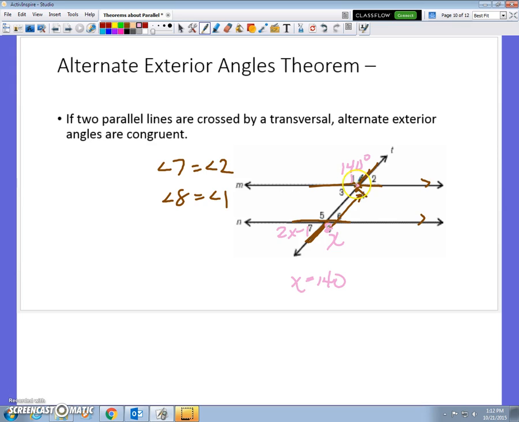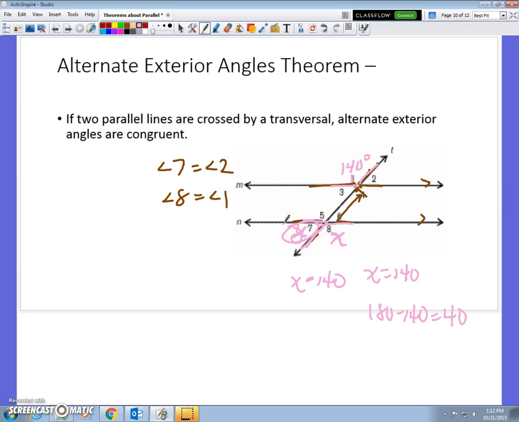They might give you x's over here, and they might say this guy's x and this guy's y, and find both variables. Well, you would know that x has to equal 140 because alternate exterior angles are congruent. And you would know that this guy is supplemental to y, so you could find 180 minus 140, leaving 40 for your y. Right there.